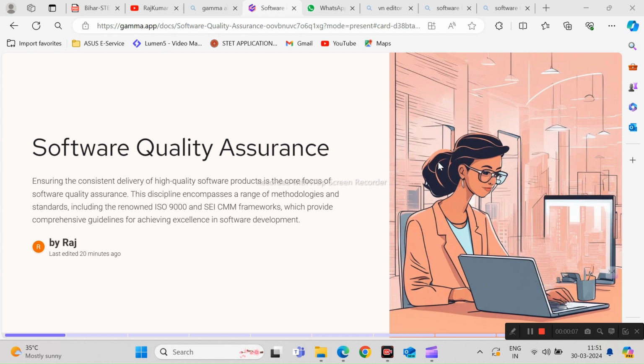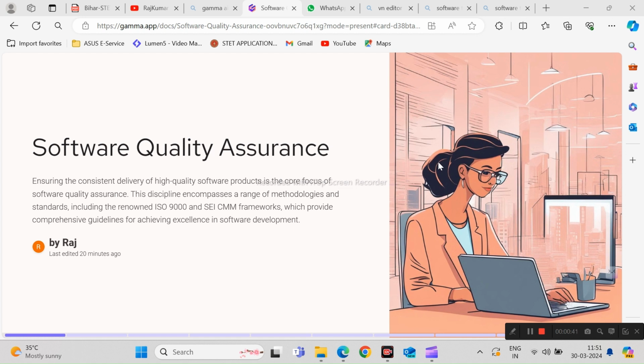Firstly, what is software quality assurance? Software quality assurance, ensuring the consistent delivery of high quality software products, is the core function of software quality assurance. This encompasses a range of methodologies and standards, including the renowned ISO 9000 and SEI CMM frameworks, which provide comprehensive guidelines for achieving excellence in software development.